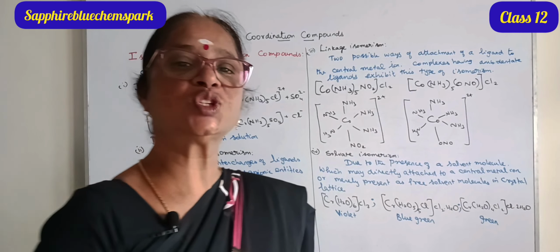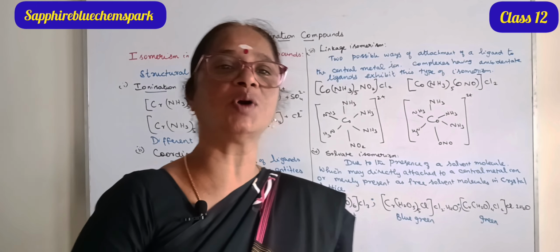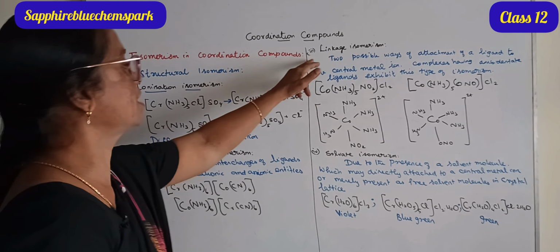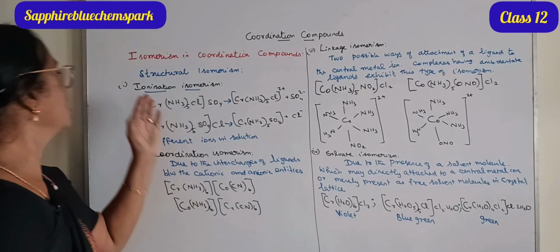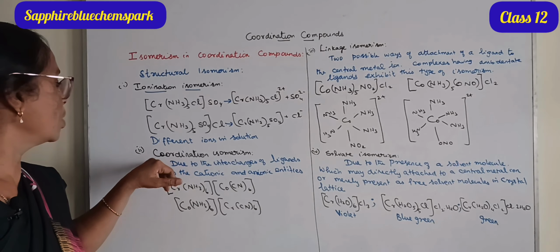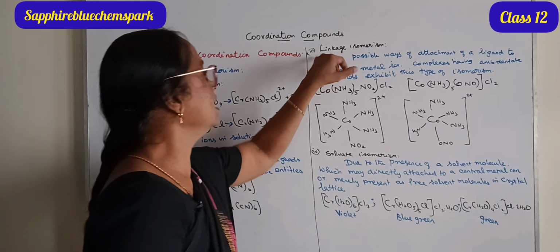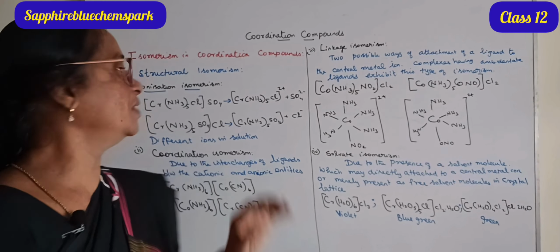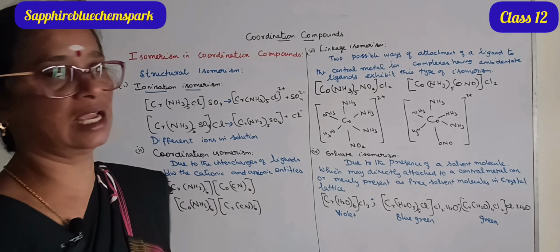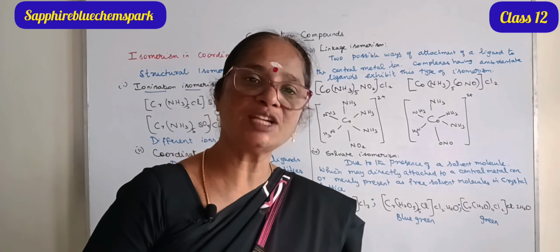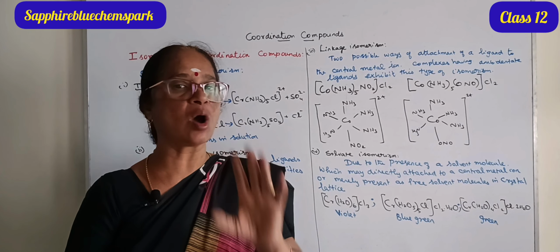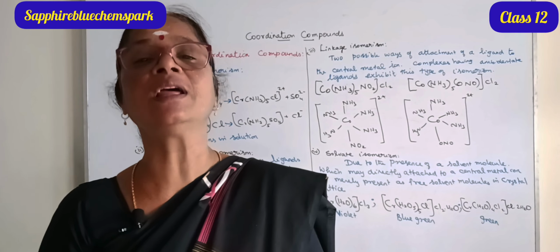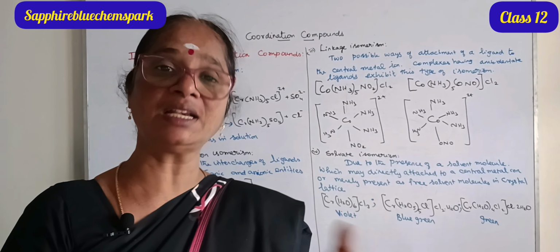The structural isomerism of coordination compounds is broadly divided into four different types. Those are ionization isomerism, coordination isomerism, linkage isomerism and solvate isomerism. First of all, let us see ionization isomerism. Ionization isomerism is one in which the compounds have the same formula but their solutions give rise to different ions.